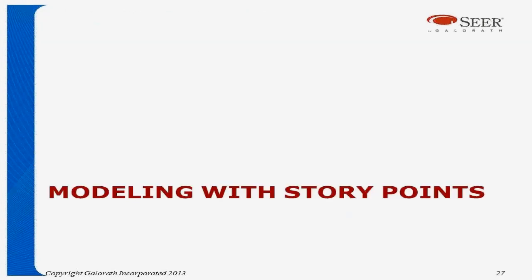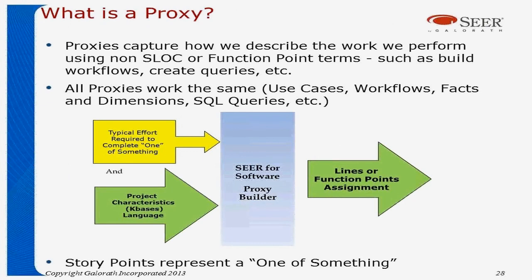Now let's talk about modeling with story points. But before we do that, we have to talk about proxies for a moment. In SEER, proxies capture how we describe the work we want to perform. Generally speaking, if you have something that you can't put your arms around as far as lines of code or function points, but you can describe the effort associated with it, you can build a proxy to create that relationship.